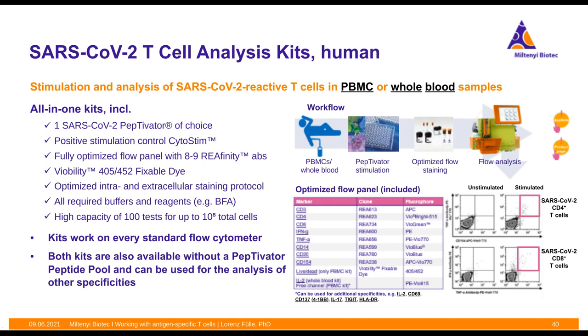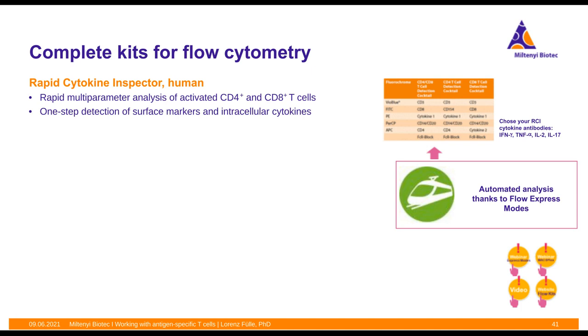And as you can see in the plot here on the right side, specifically activated SARS-CoV-2 CD4 and CD8 positive T cells, analyzed here by the expression of TNF, can be detected in just one sample through a combined analysis of various activation markers, like, for example, CD154, interferon, or TNF-alpha.